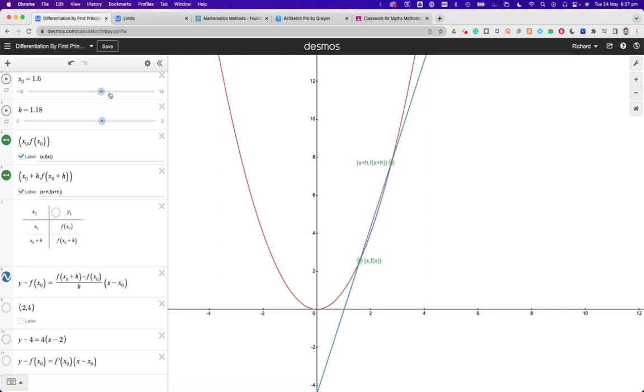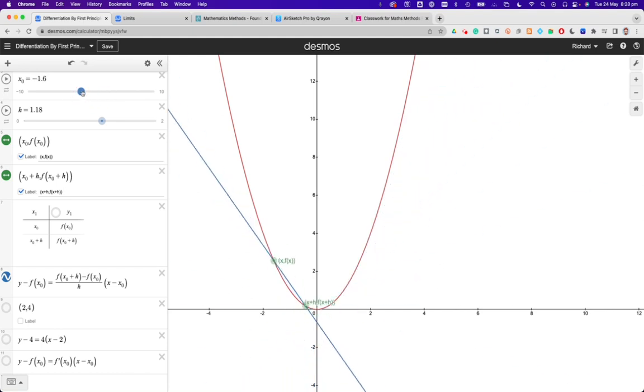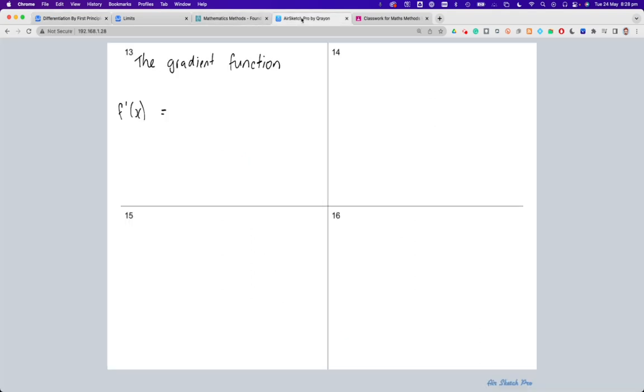As I move x around, the gradient changes, and therefore we can talk about a gradient function, a function which, if I put in a value for x, out will come the gradient at that point. So there's a little bit of language here. It's a gradient function, and we're going to use the notation f dash of x or f prime of x, you might see it. There's other notation as well, which we'll get into at another time. So f dash of x, but let's just consider it as the gradient over those points.